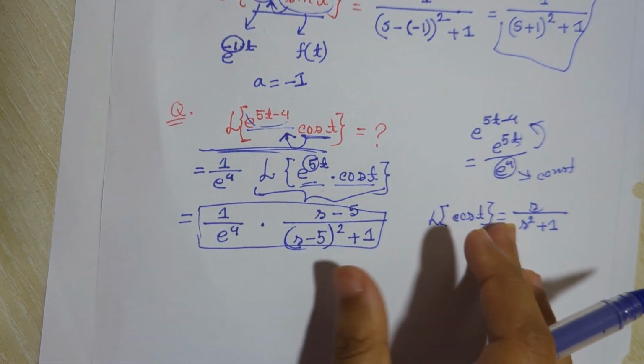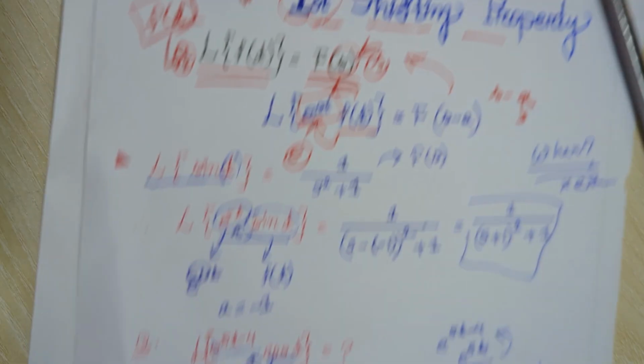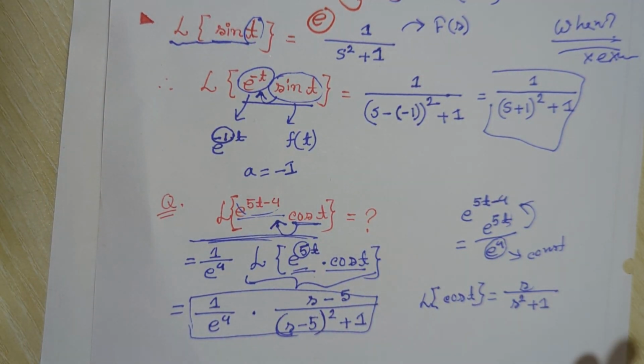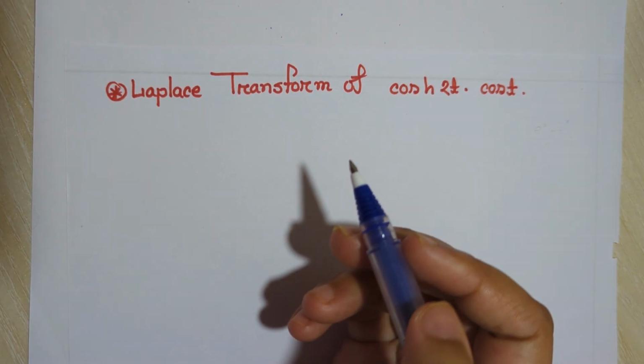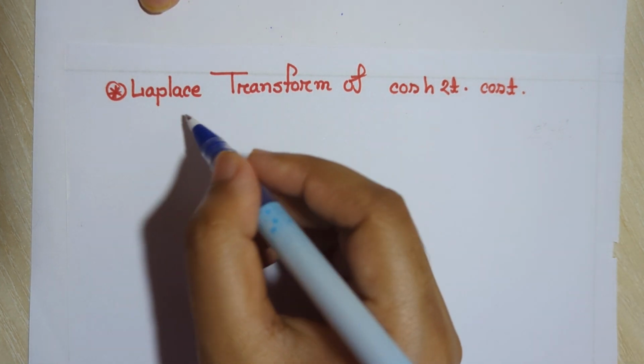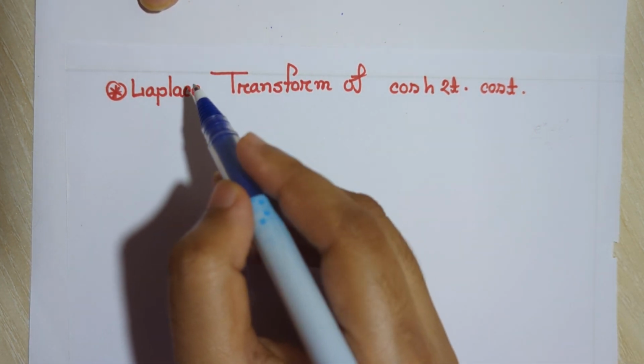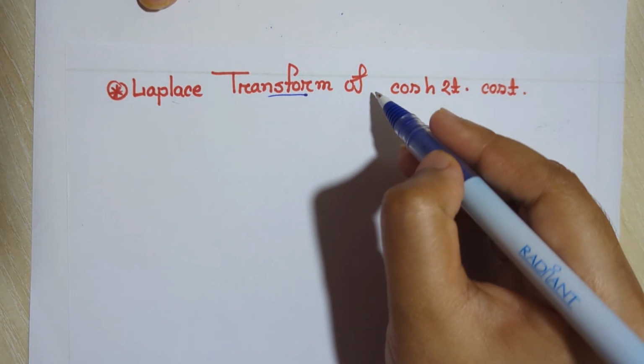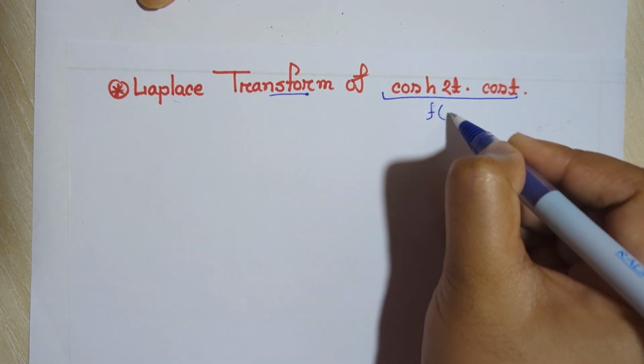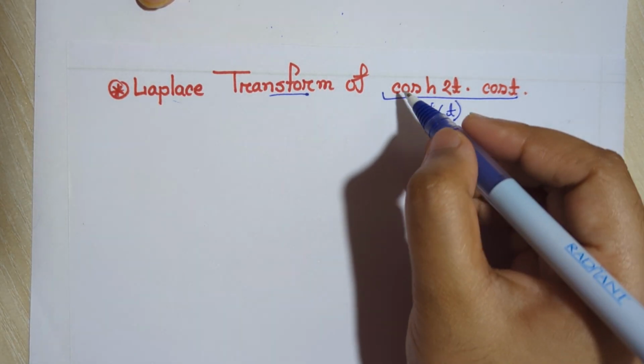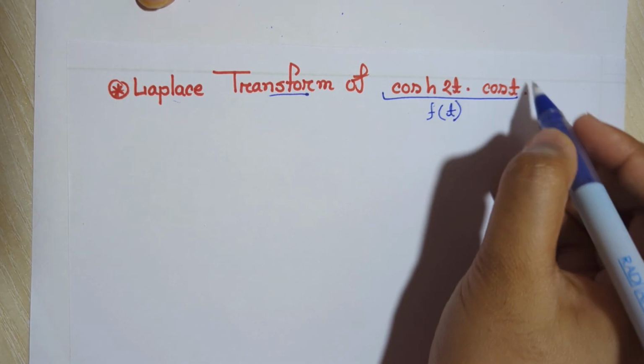Using this first shifting property, we can find any exponential function's Laplace transform very easily. Let's see another question of this. Here the question is, we have to find the Laplace transform of this function. This is our f of t function. The function says that here is cos h 2t and cos t.